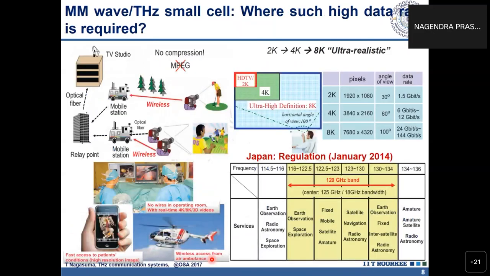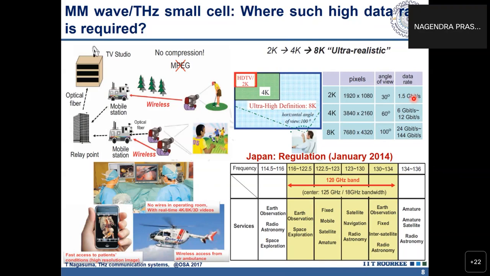So for them, this is another problem. Where is such a high data rate needed? You can see various scenarios where you are looking for data rates in excess of several Gbps or several hundred Gbps, like 144 Gbps. For example, in medical applications, seamless uncompressed video transfer. You can take help of a medical expert sitting quite far from the hospital where an operation or surgery is going on, and he can participate remotely. Those things need a very high data rate.